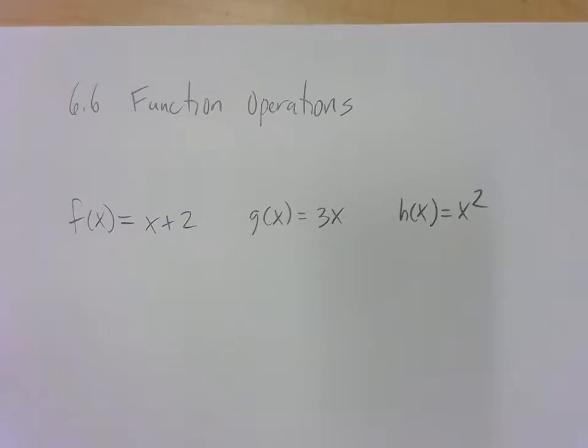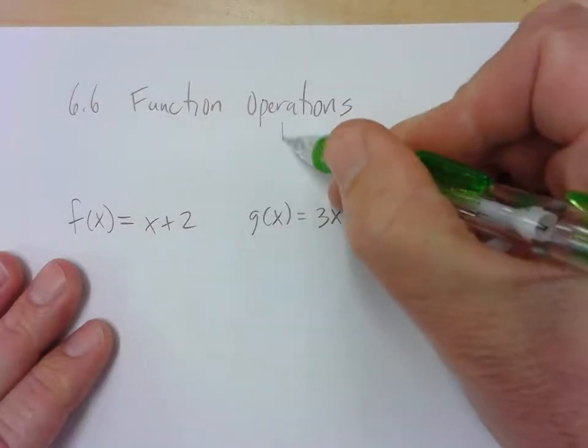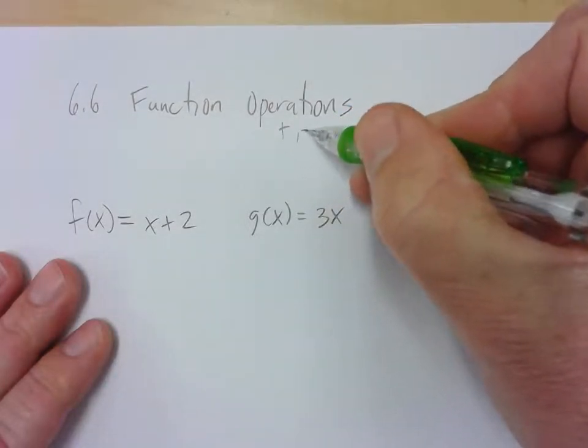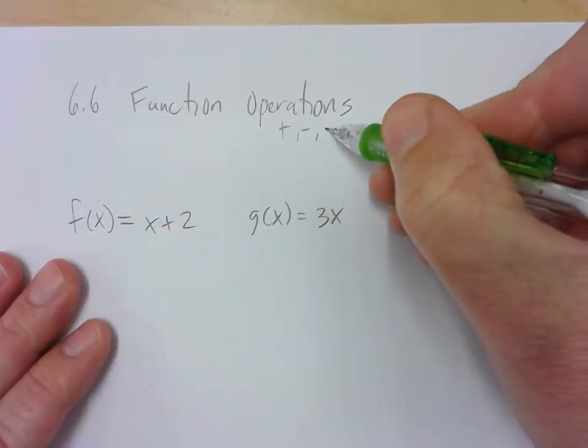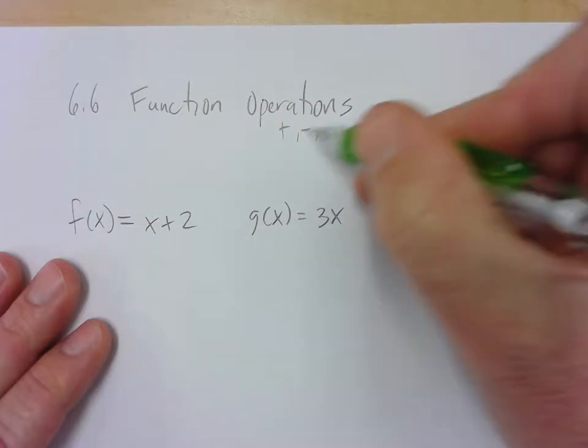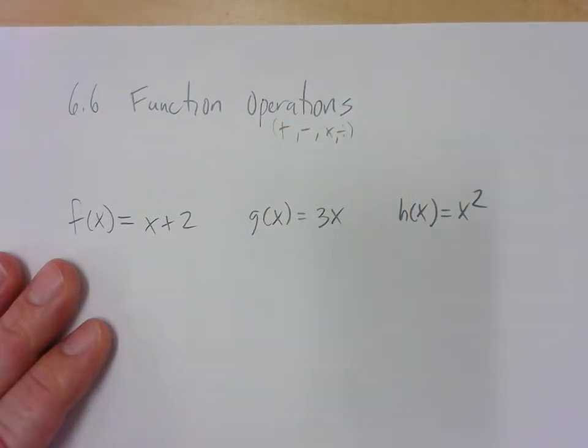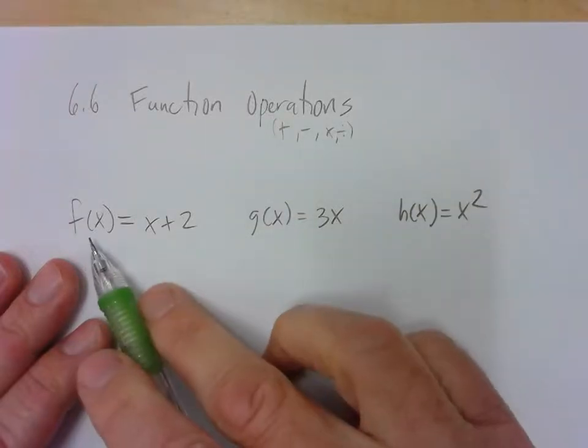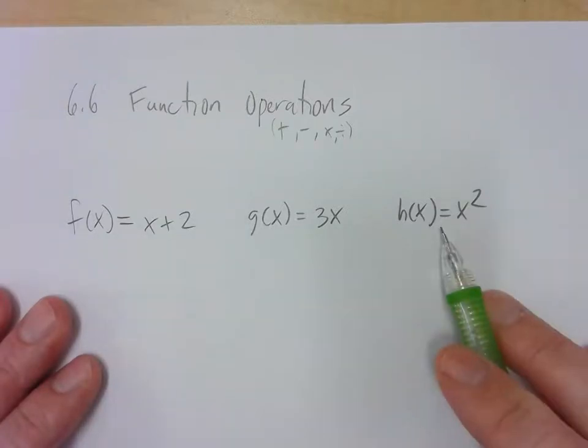This is section 6.6, function operations. By operations, I mean like add, subtract, multiply, and of course divide. And then we're also going to do something called composition of functions. So I have the basic operations of math. Function notation is used here.